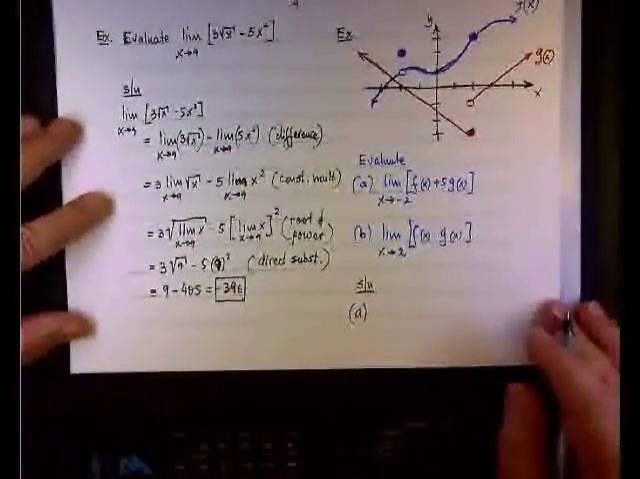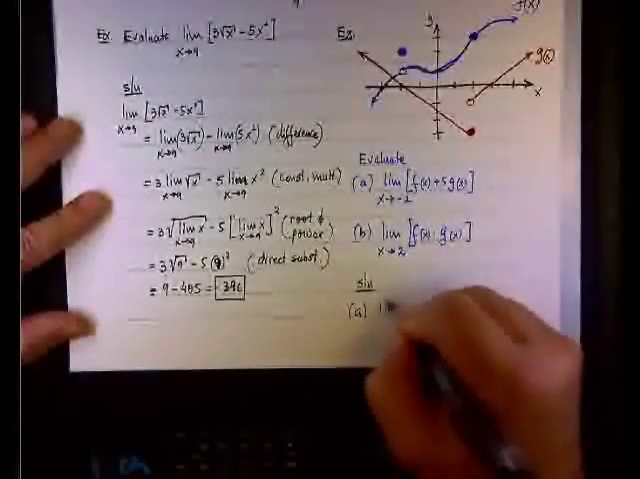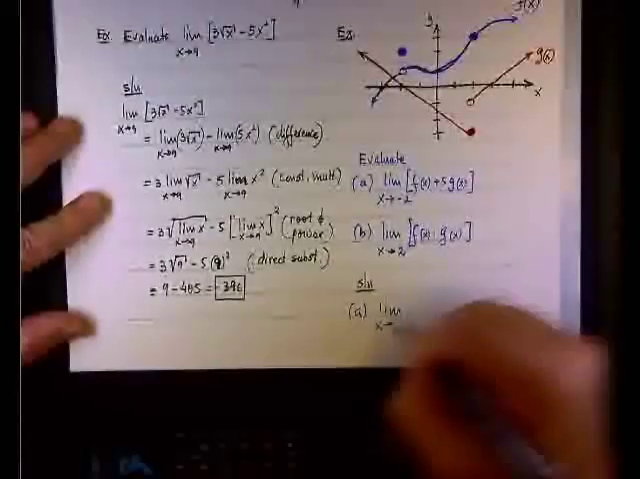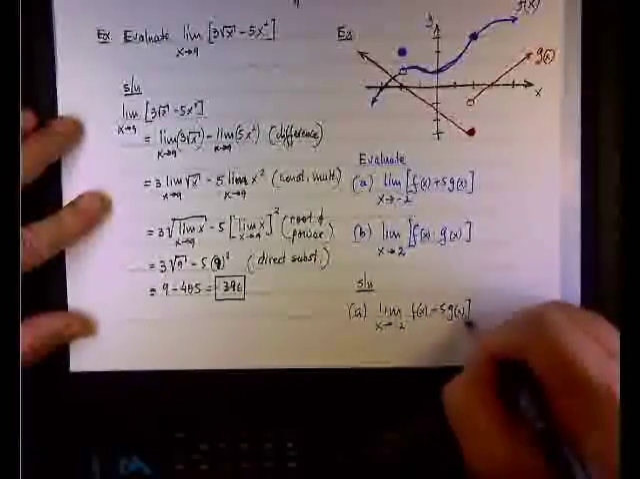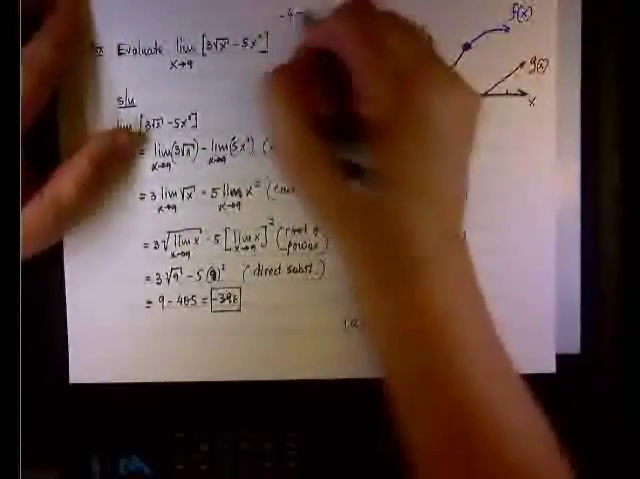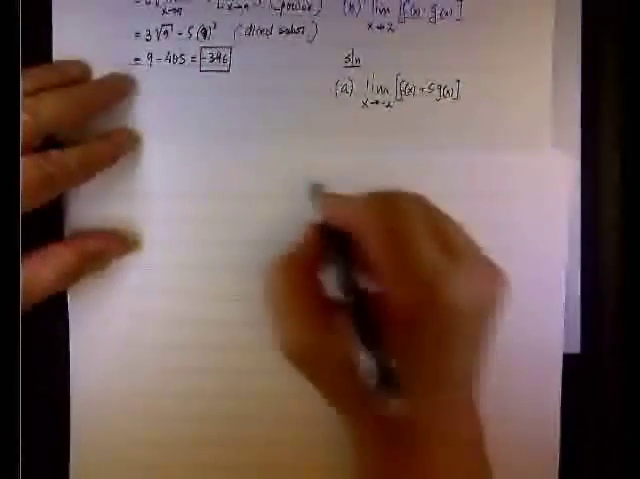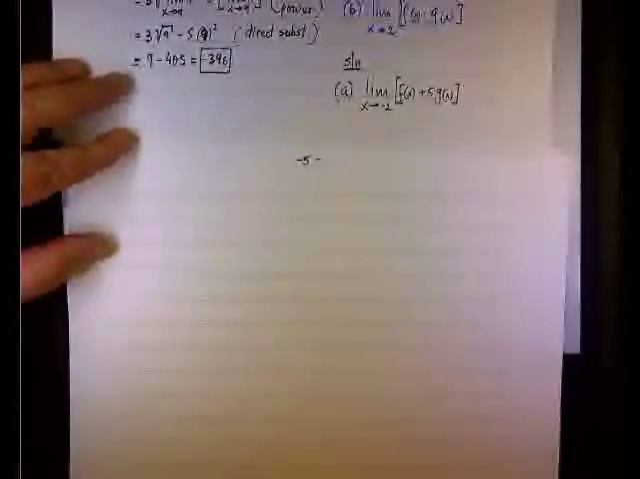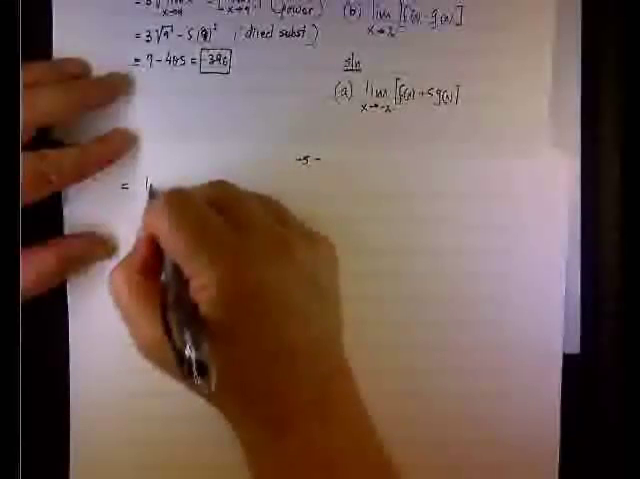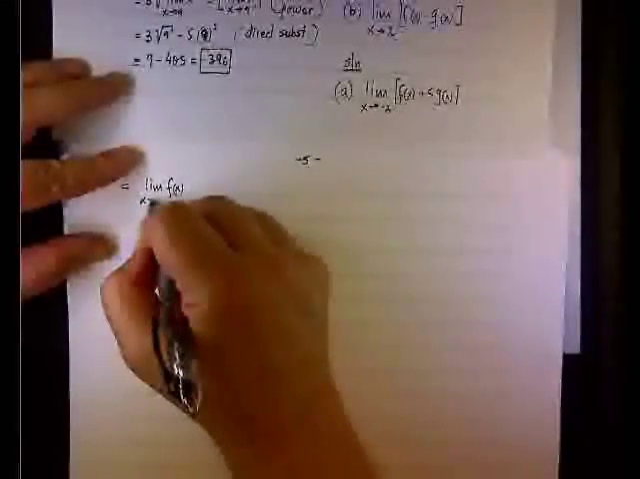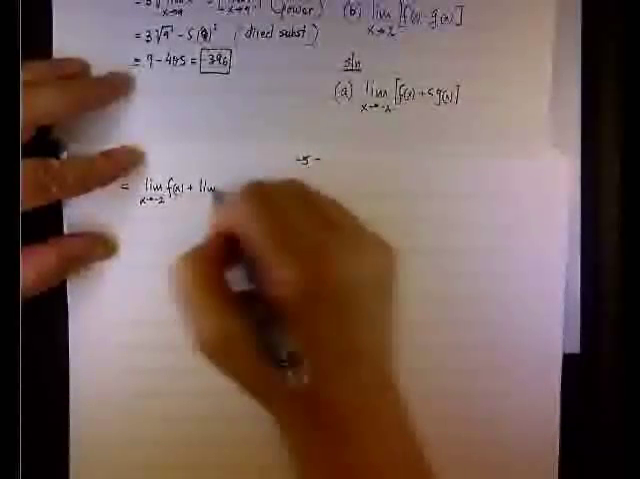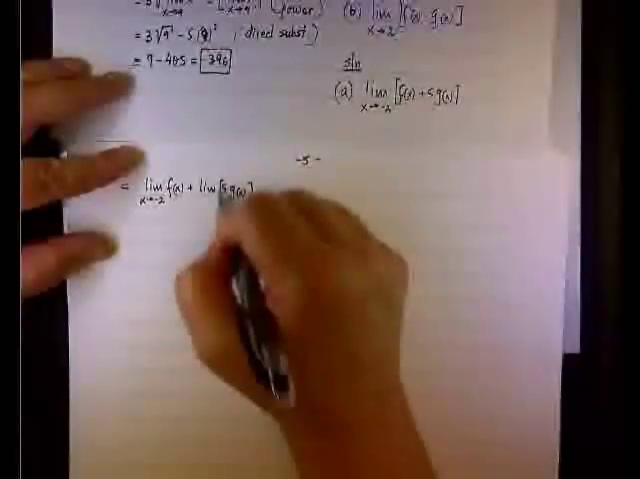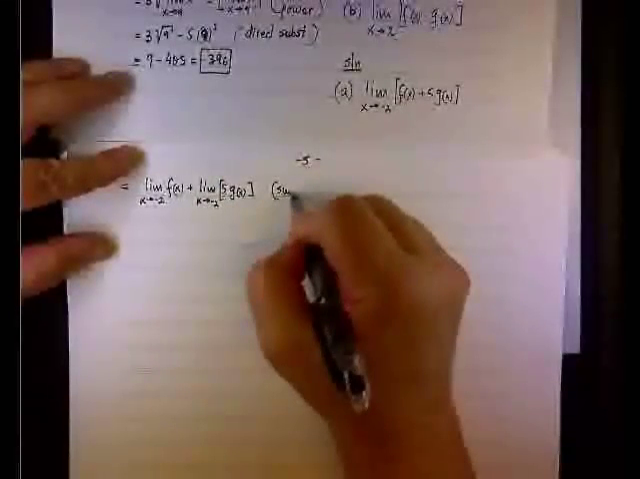Okay, let's start with A. What is the limit here? We start with, I like to rewrite f of x plus 5g. And the first step will be following the procedure, or the laws, that we just learned. I'm going to use the sum property. So by the sum property, it will be the limit of f of x when x approaches negative 2 plus the limit of 5 times g of x, like so, when x approaches negative 2. So use the sum law.